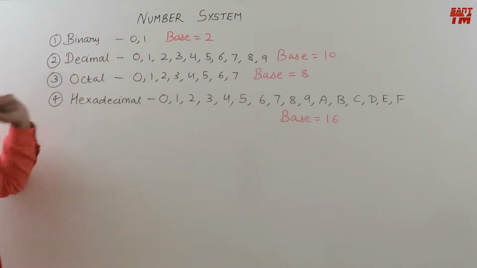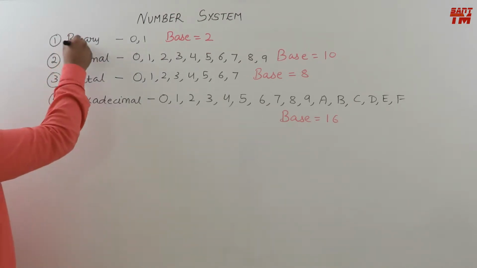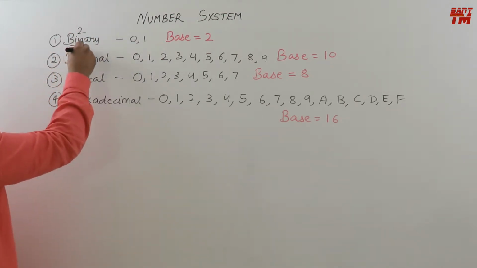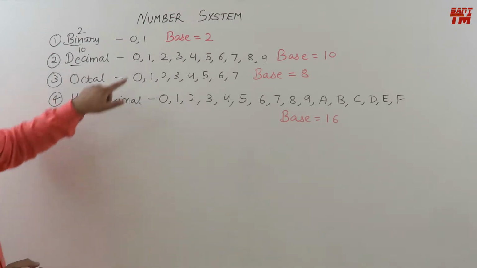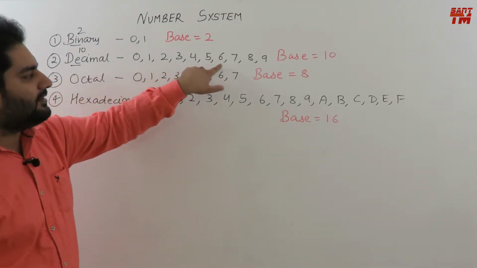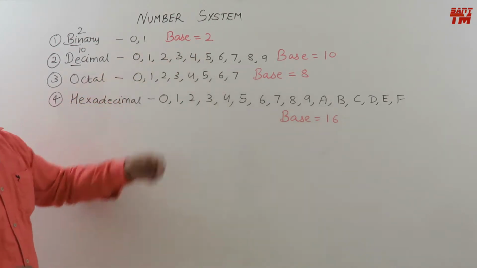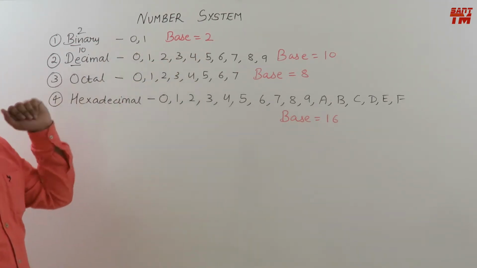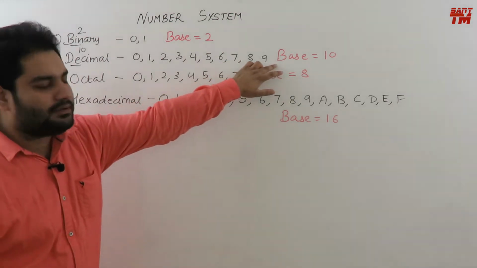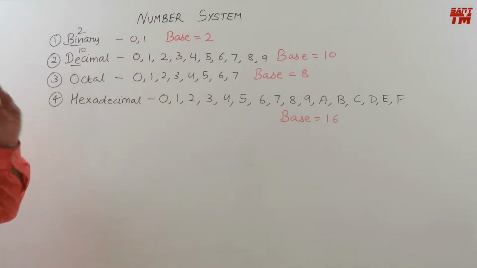Then the second category is the decimal number system. Binary suggested 2, decimal suggests 10. So there are 10 digits available for us: 0, 1, 2, 3, 4, 5, 6, 7, 8, 9. There are total 10 digits. Using these 10 digits, we can make any number using these combinations. So that's why they are also called base 10 numbers, because they are decimal numbers.